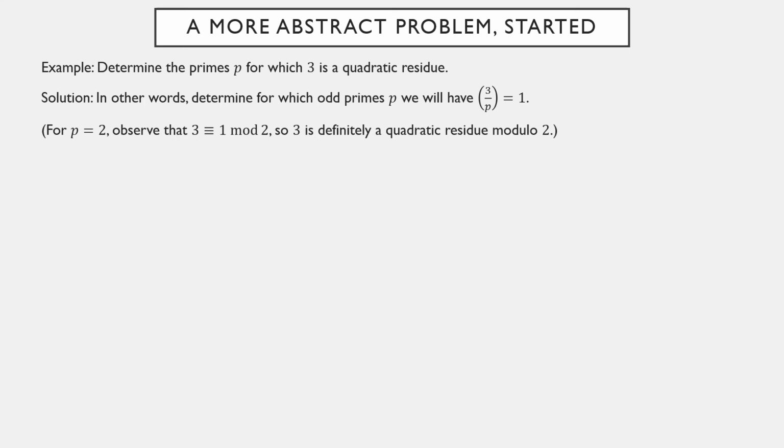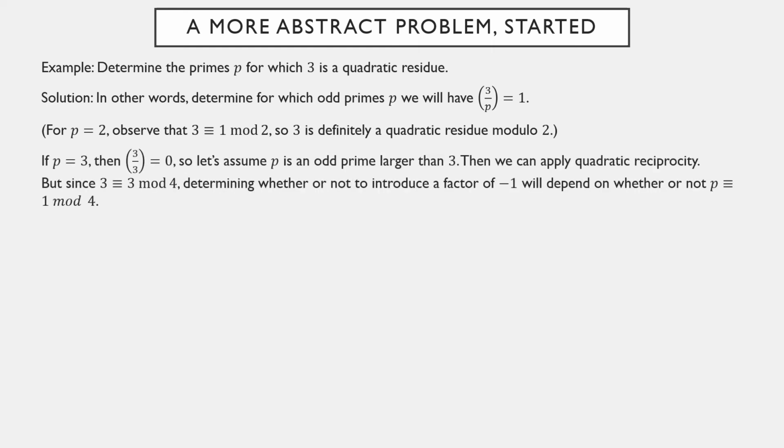If p is 2, I can't put it as the bottom argument for a Legendre symbol, but I can simply say 3 is equivalent to 1 mod 2, and that's definitely 1 squared. So 3 is a quadratic residue modulo 2. Otherwise, let's talk about odd primes. Well, if p is 3, the Legendre symbol (3/3) is 0, because 3 is a factor of 3.